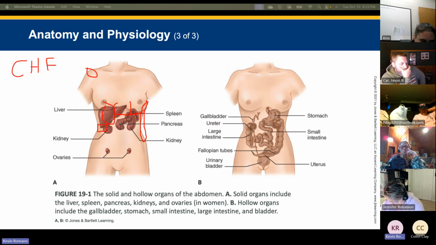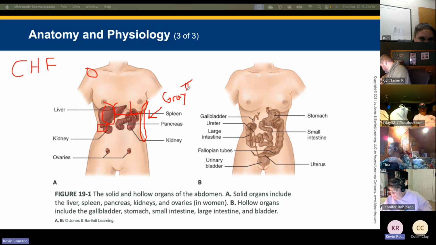What is this bruising called? Like a hematoma? That's another name for it though. Here's the G. Grey Turner's. That's a T. I'm trying my best to draw it with a mouse.